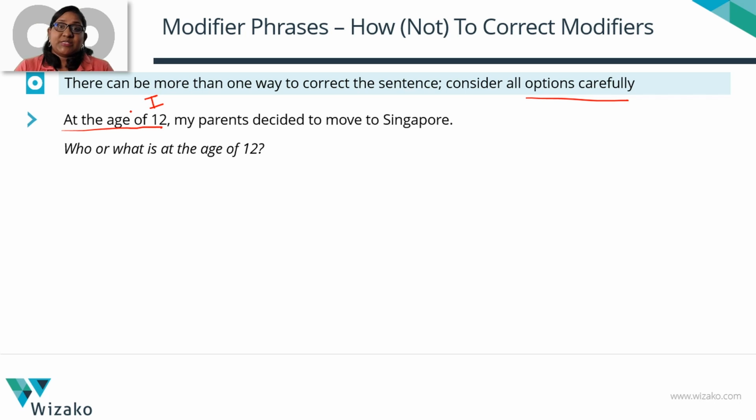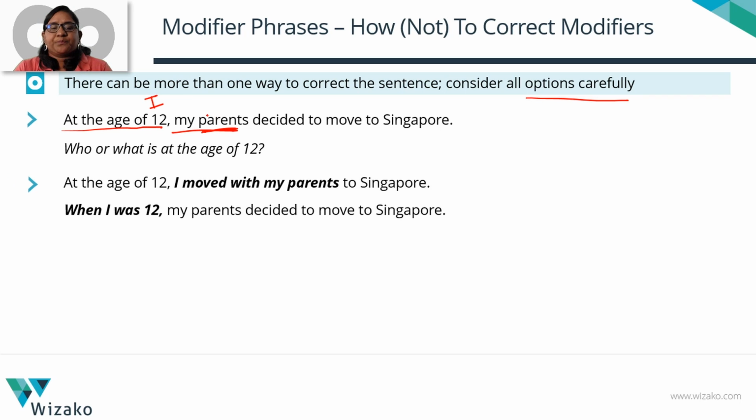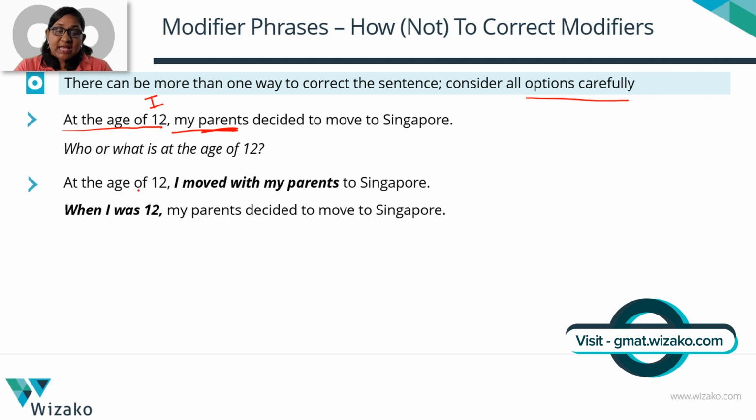And the I is missing in the sentence, because what you have right after are the parents. Right. So this is a dangling modifier error. Who is aged 12 is now there in the sentence. So how will you correct it? Now, inserting the I into the sentence is what all of us would think of first. So you will say at the age of 12, I moved with my parents to Singapore.